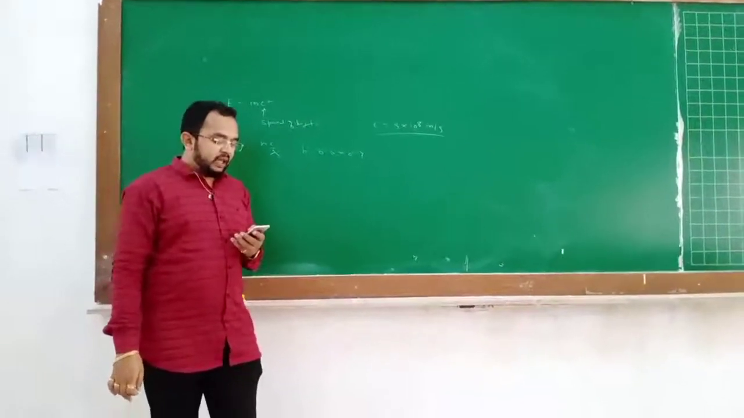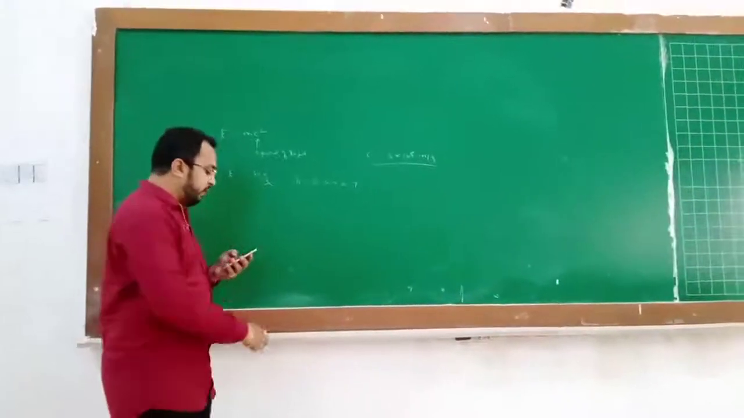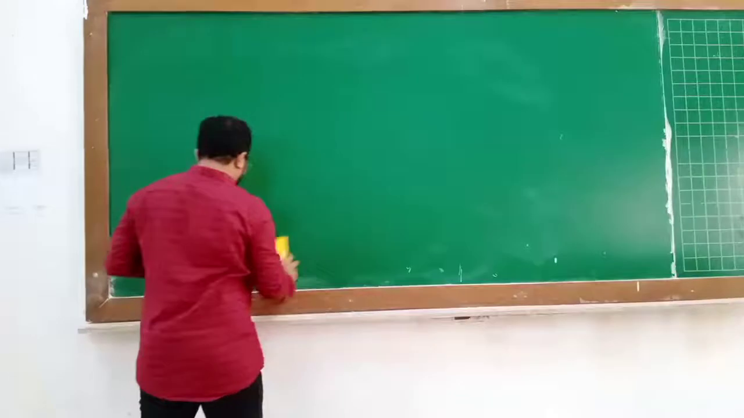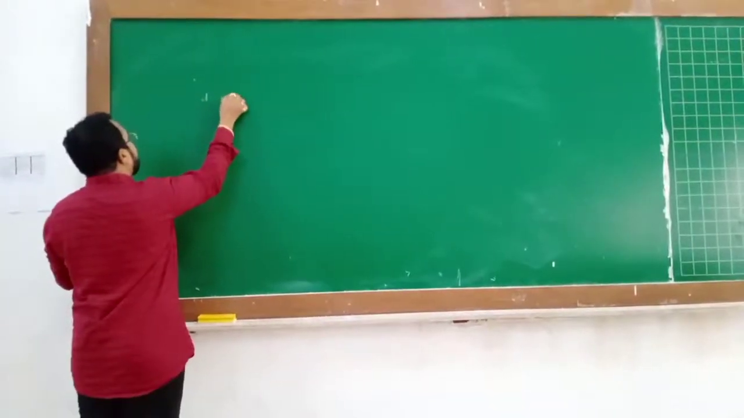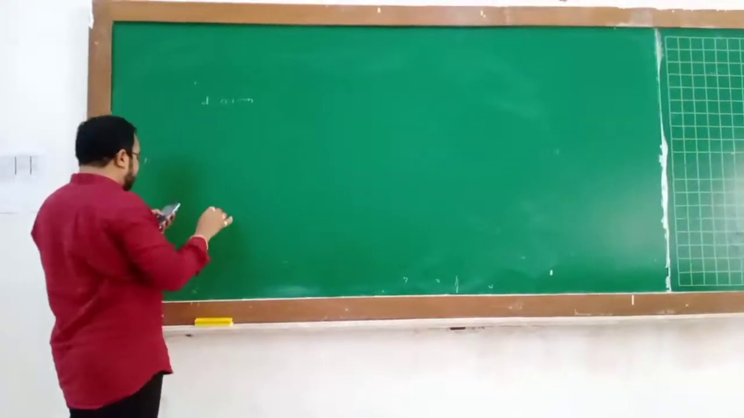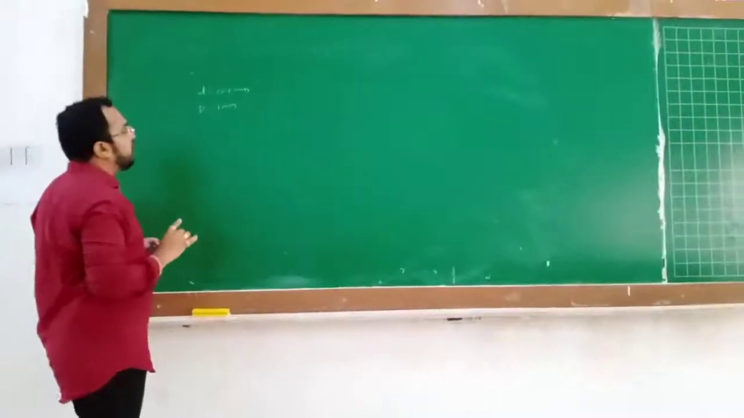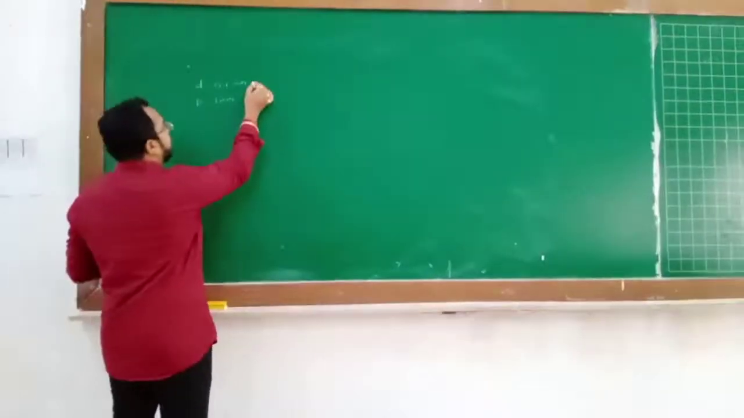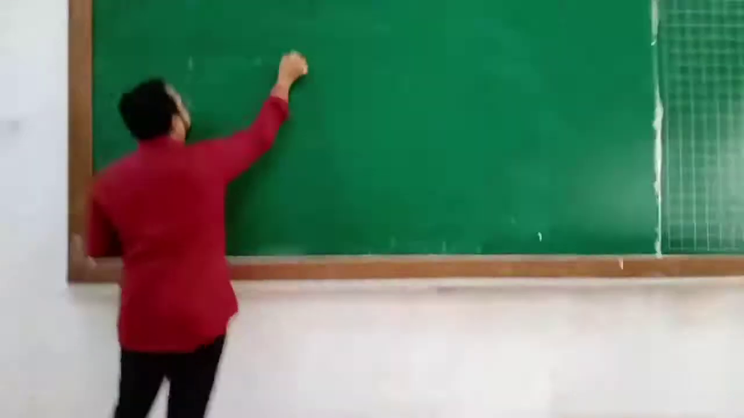Now next question. In Young's double slit experiment, the spacing between the two slits is 0.1 mm. That means d is equal to 0.1 mm. If the screen is kept at a distance of 1 meter, so D is 1 meter. Now students, here you need to convert all the values in SI units. So 0.1 mm means 0.1 into 10 raised to the power minus 3 meter.